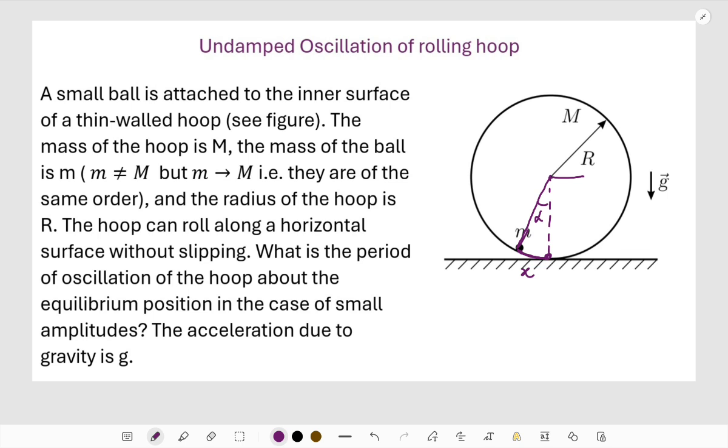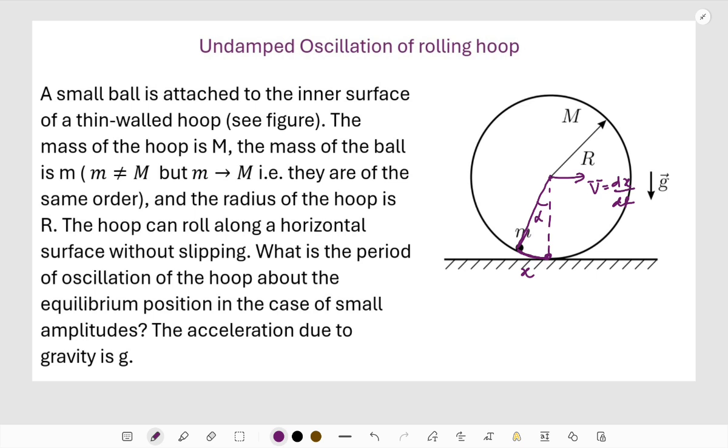And the speed of the center of the hoop, if I would like to write it, v should be equal to dx by dt. So this all comes from pure rolling. And you can see one more thing: if we consider the change in potential energy of the hoop with the ball, there is no change in the gravitational potential energy of the hoop.